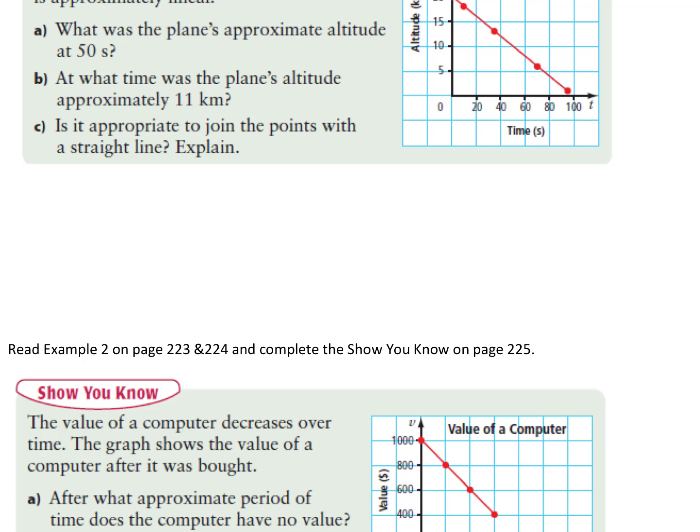This is the 6.2 Interpreting Graphs Show You Know questions. So in our first Show You Know, we have the graph presented to us on the right-hand side, and we get told, this graph shows the plane's altitude as it lands. The relationship between altitude and time is approximately linear.